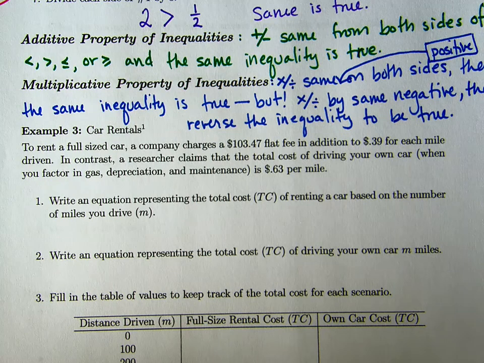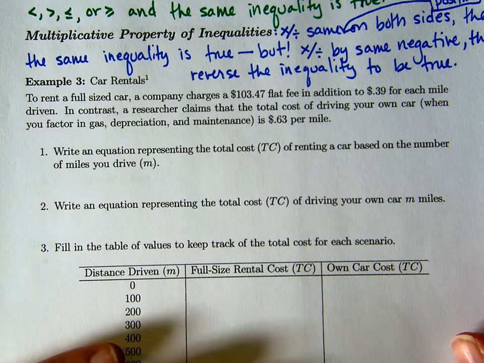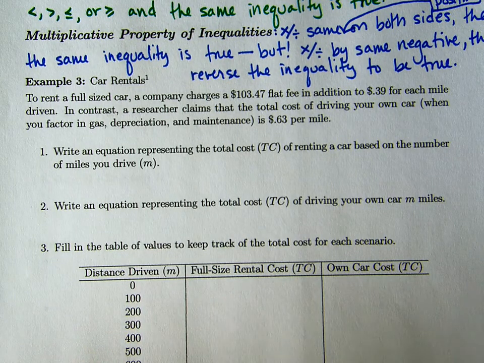In contrast, a researcher claims that the total cost of driving your own car, when you factor in gas, depreciation, and maintenance, is 63 cents per mile. Okay, so you have a car, they have a car, and the end of the story is, what are you going to do? Are you going to rent one or are you going to take your own? So number 1 says, write an equation representing the total cost of renting a car based on the number of miles you drive. And they've already given us variables, so that's nice.